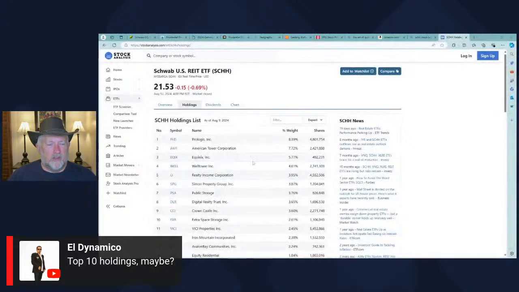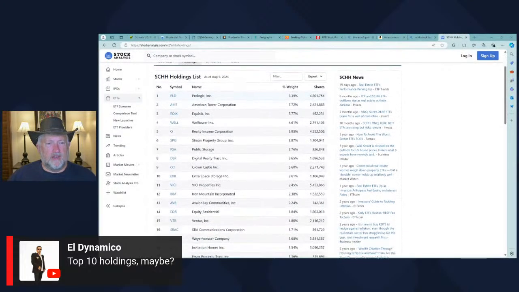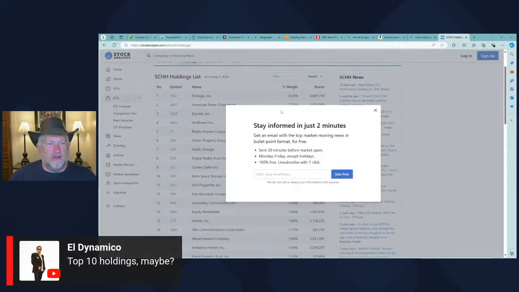Here we go. So they have Prologis. I don't remember how to say that. AMT, American Tower. They have Equinix. I think that's a REIT. I looked at them at one point, and so they're pretty heavy.